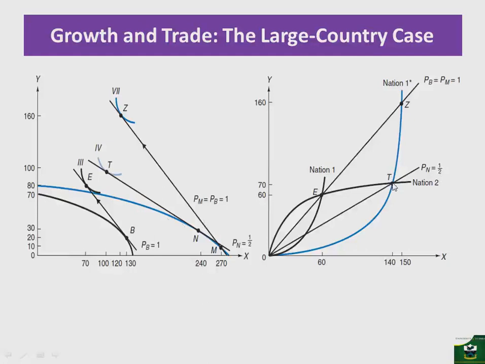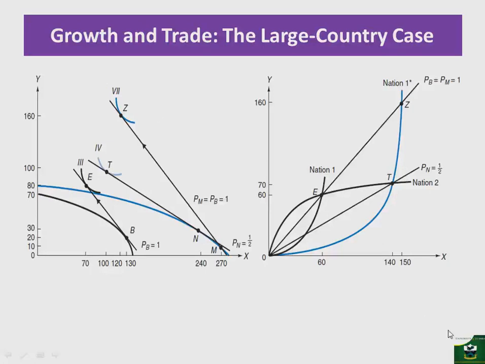And if the terms of trade do not deteriorate but remain at 1, it means that instead of consuming at point T and exporting 140, the nation will then export 150 and import 160 of Y and consume at point Z, which is on a higher indifference curve 7 here.